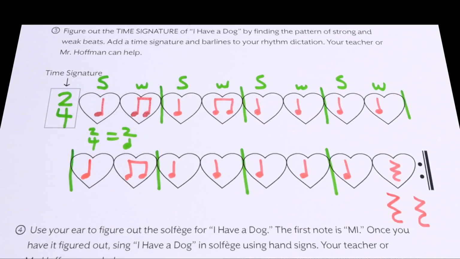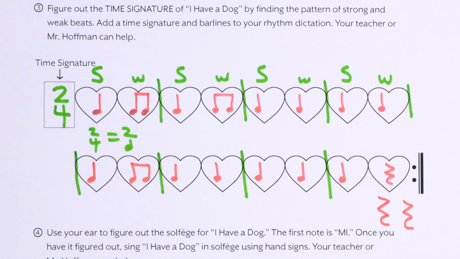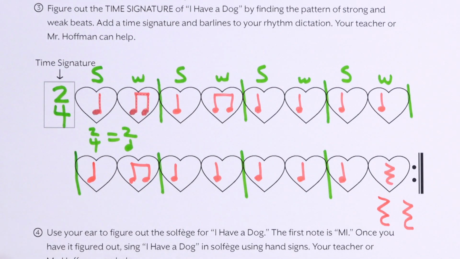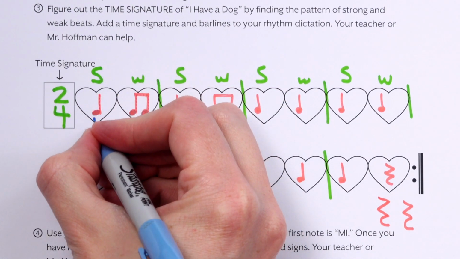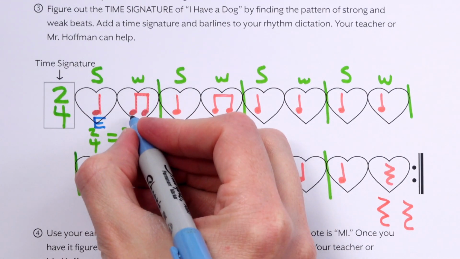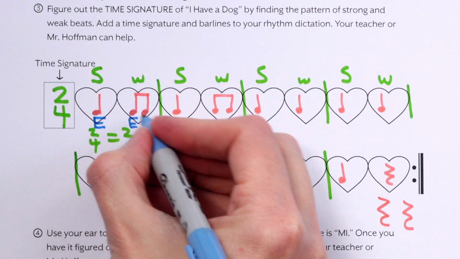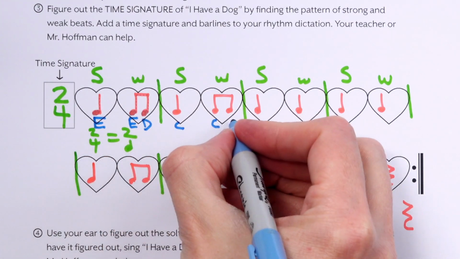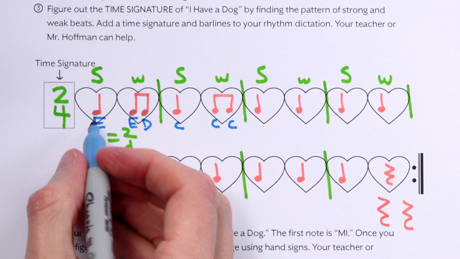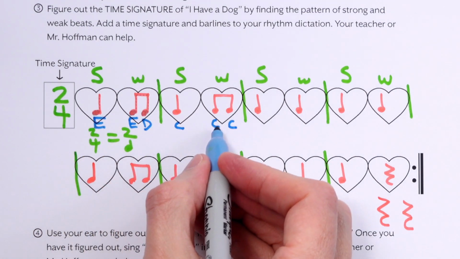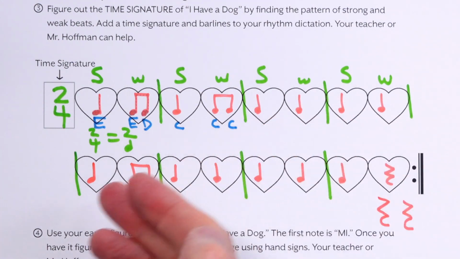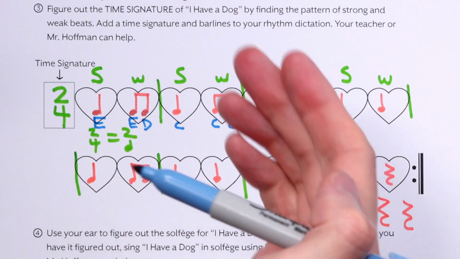Great. Step 6 is to write the letter names for each note using the rhythms that we dictated or notated earlier. So, for example, we know that the first note is an E, and then the second note is also E. E, E, D, C, C, C. That's the first two measures. I have a dog and his. Now, on your own, I'd like you to go through the rest and write in the letter names. Again, use pencil.